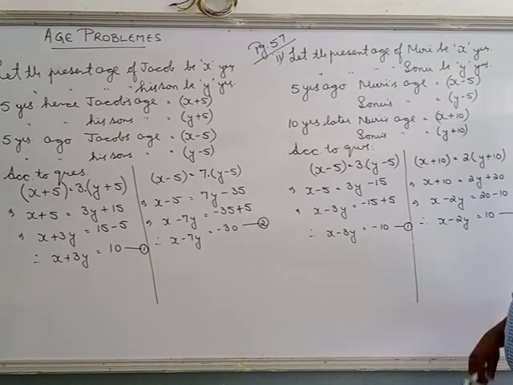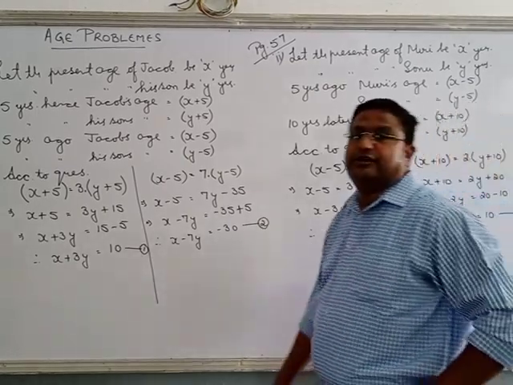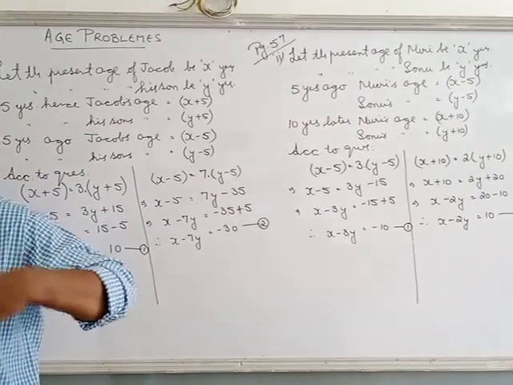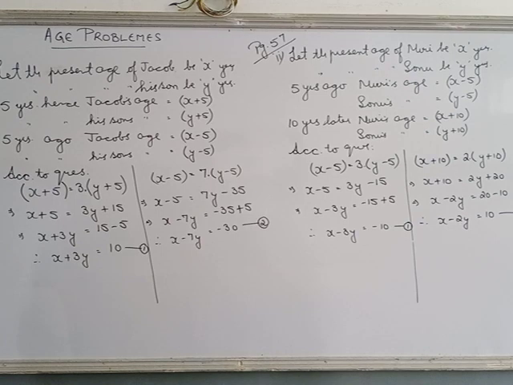Now you can solve both these equations by any of the methods: substitution, elimination, or cross multiplication. These are the two age problems given to you in your textbook. Now we come down to another kind of questions, another type of questions, that is fixed charge.